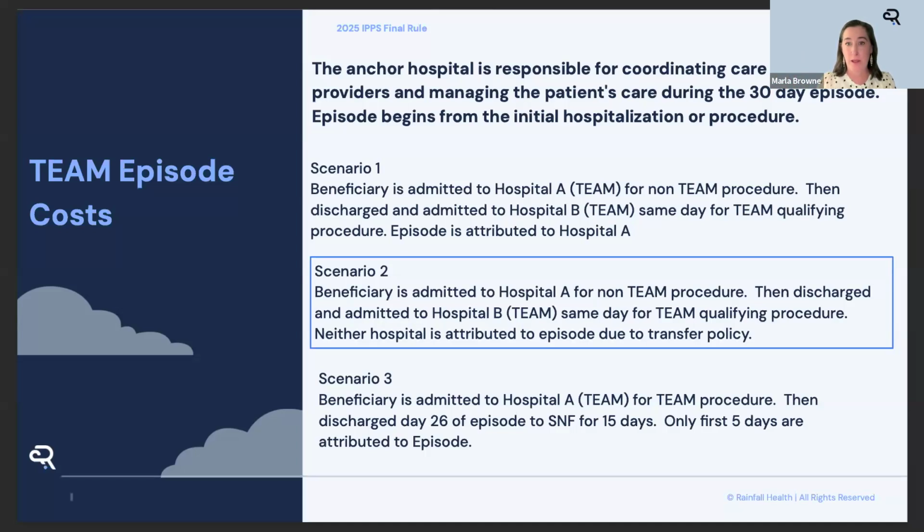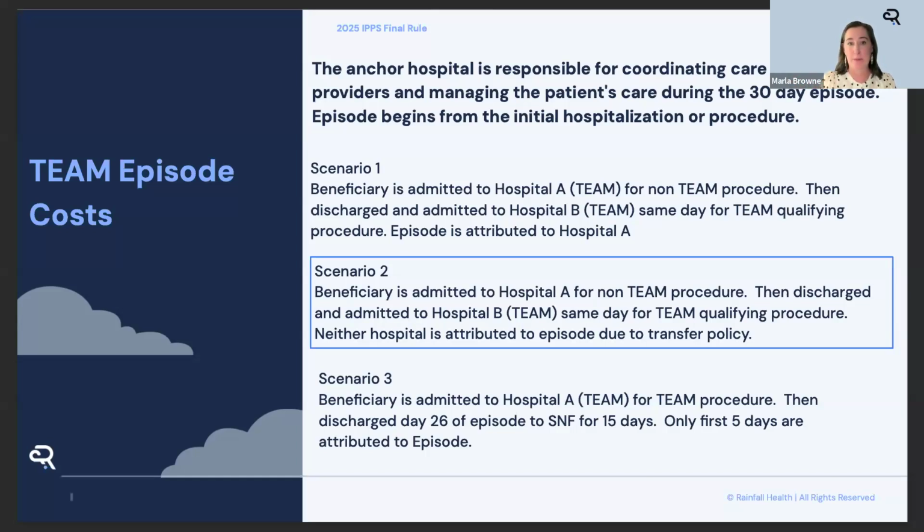Okay, so in this example, the episode is attributed to Hospital A and is considered an LEJR episode. So it's that MSDRG 470 episode with an anchor hospitalization start date of January 1st and an anchor hospitalization end date of January 10th. So all the spending between both hospitalizations would be captured in that episode, right? So we can see it's a little bit more nuanced than just start end date. Really important stuff to know.